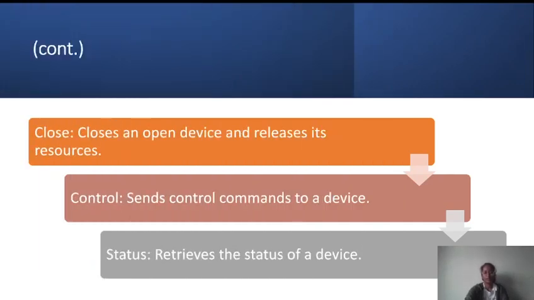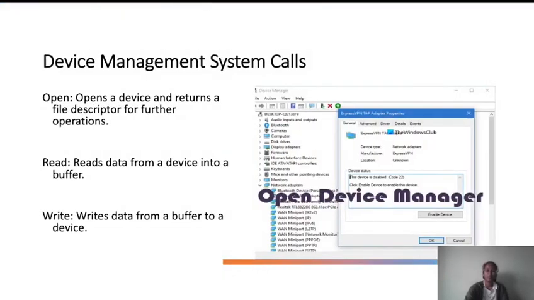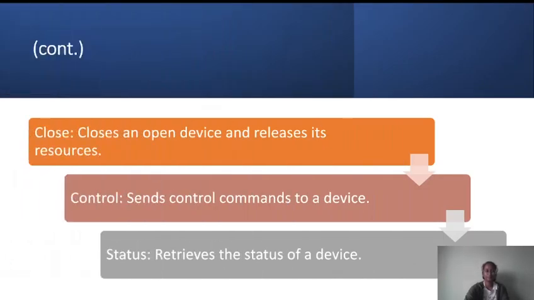Close, control, and status. This is the continuation of device management system calls. Close closes an open device and releases its resources. Control sends control commands to a device. Status retrieves the status of a device.